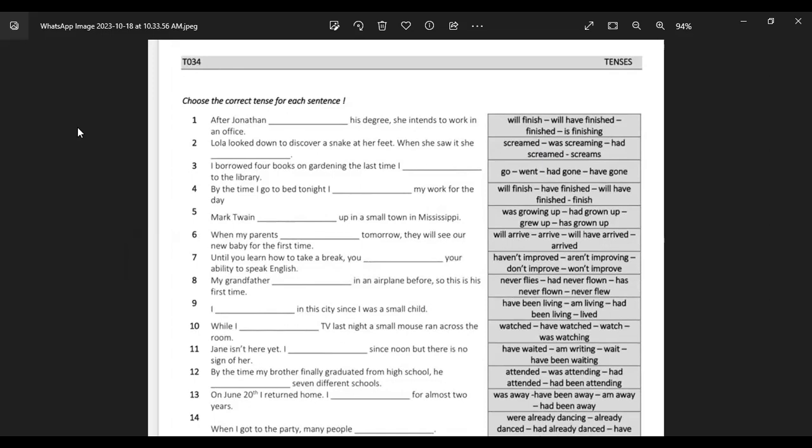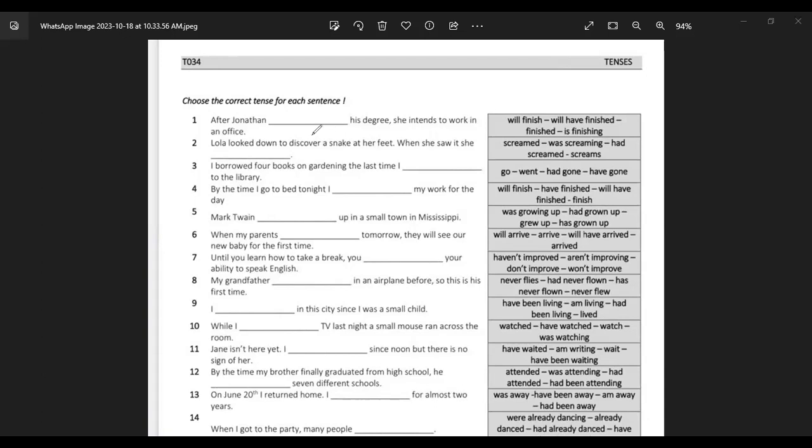Let's choose the correct tense for each sentence. Can you guys see my screen? Can you see my screen? Yes, yes, yes. Okay.